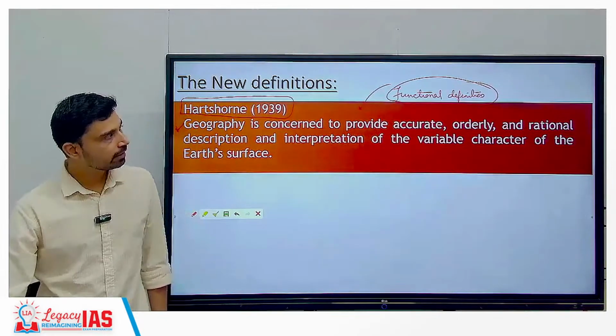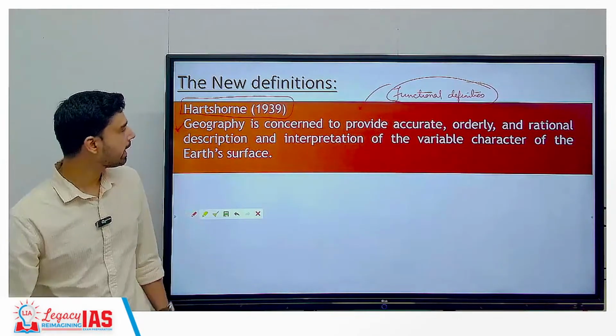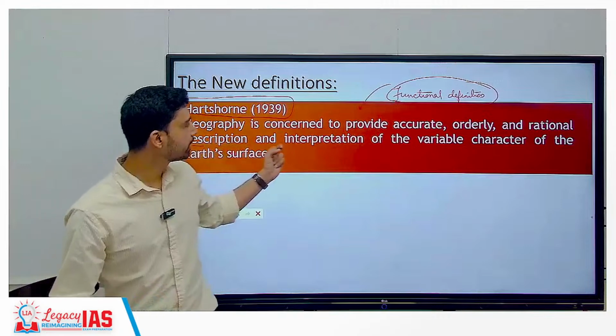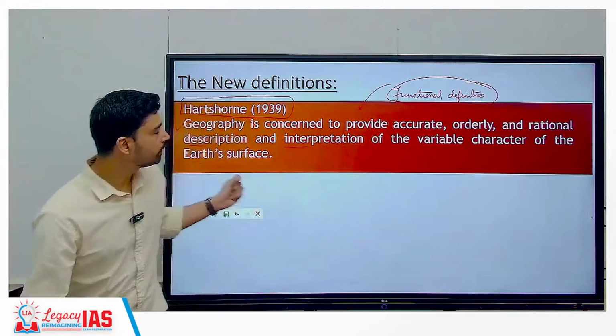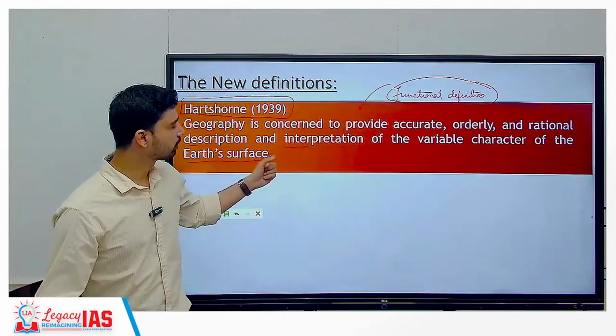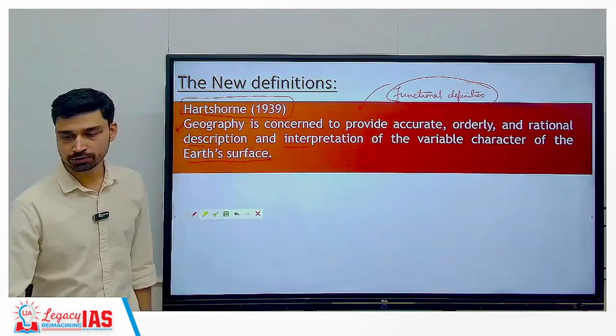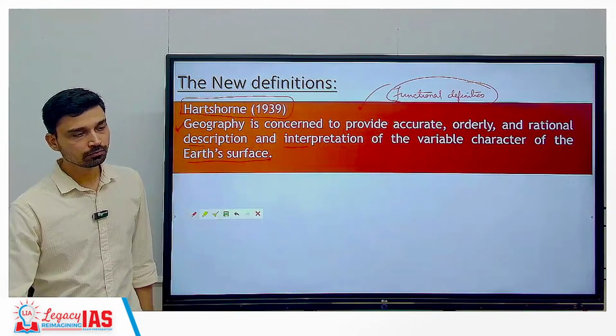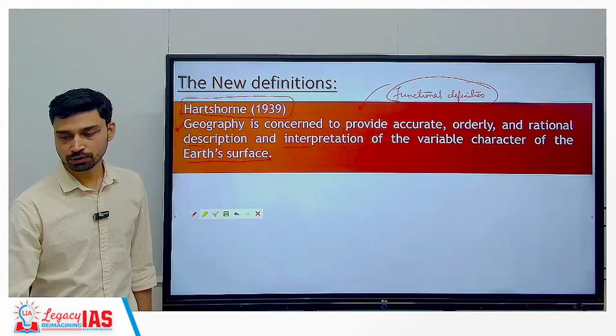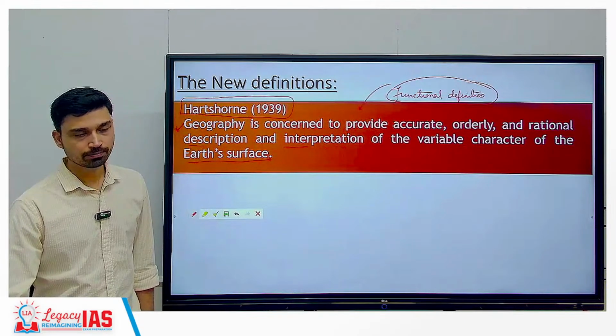Geography is concerned to provide accurate, orderly, and rational description and interpretation of the variable character of the Earth's surface.